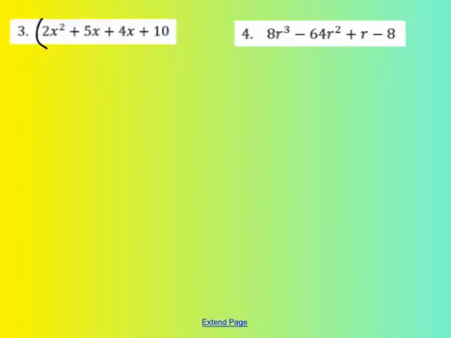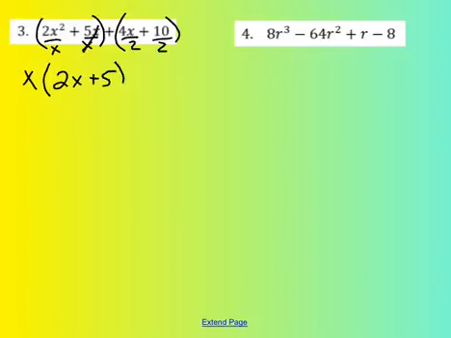I'll use black. 2 and 5 are primes, so we're out of luck there. 4 and 10, I would say 2. So my GCF in my first one is x. If I take that out, I'm left with 2, which stays the same. The x's cancel, so plus 5.